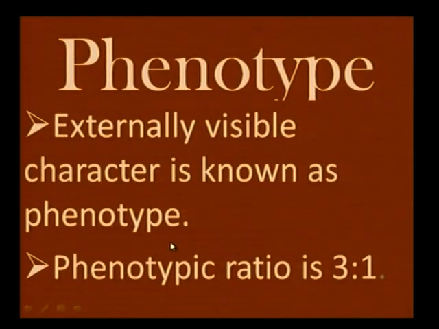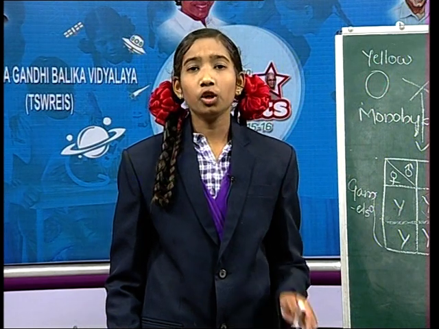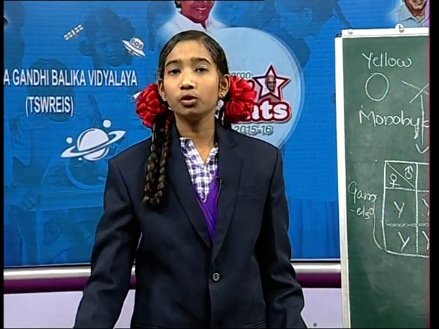Now let us learn about phenotype, friends. The externally visible character is known as phenotype. Examples of phenotype in our daily life are the color of eyes and the height of people, and contrasting characters like that. We have completed phenotype, let us move to genotype.